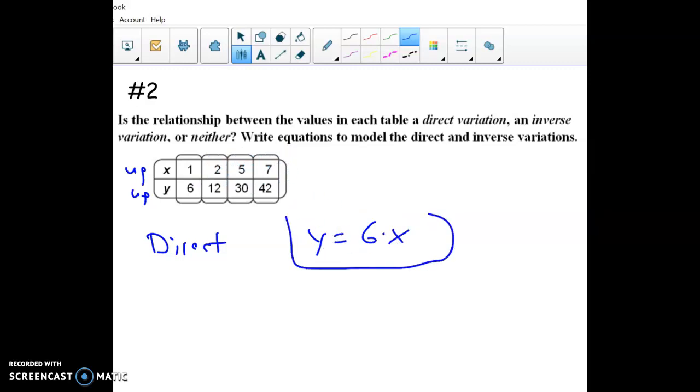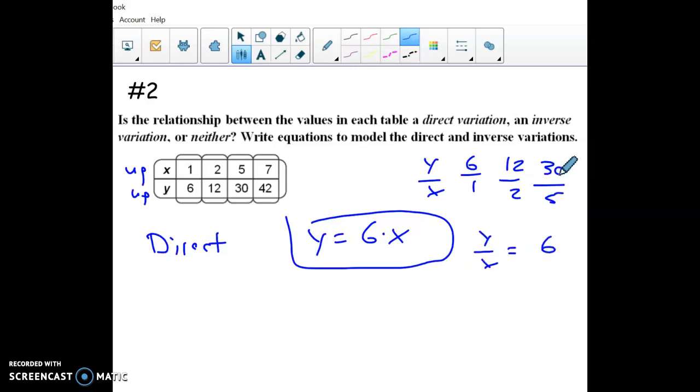So that's our equation. The other route is you can divide the pairs. If you do y divided by x, you get the same thing each time. That's another way to tell that it's direct. So we could say y divided by x is always 6. These are all 6. And then if you multiply both sides by x, you'd get that equation. Right? So there's a lot of ways to do it, but basically a direct is a fixed number times x.